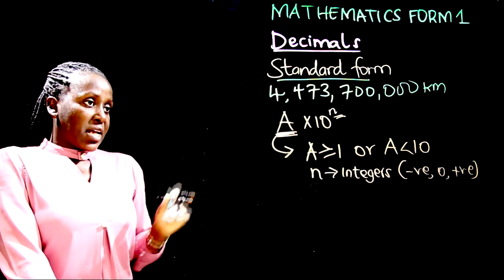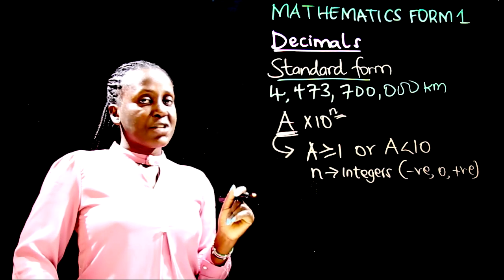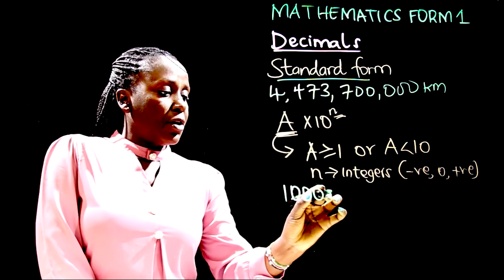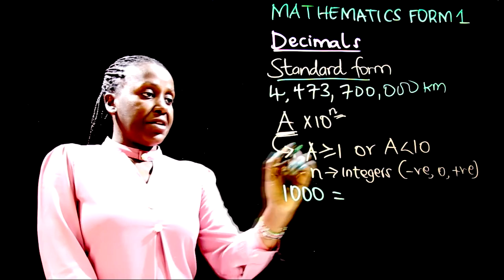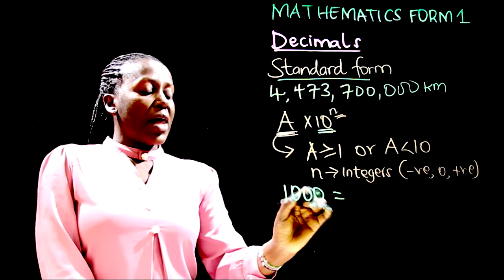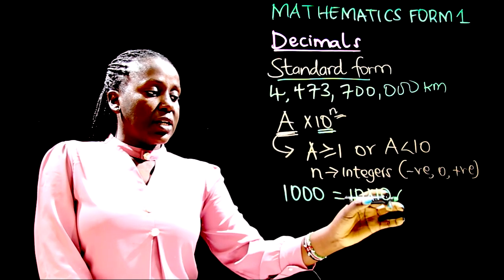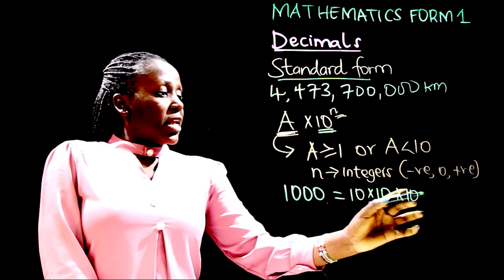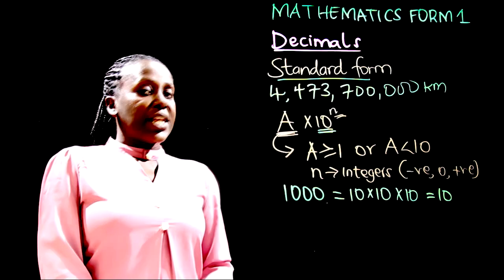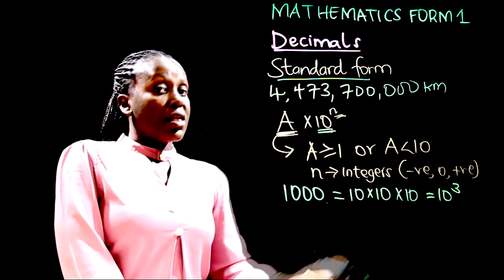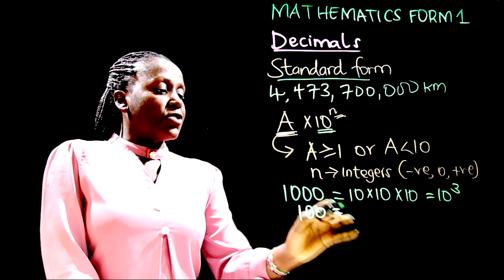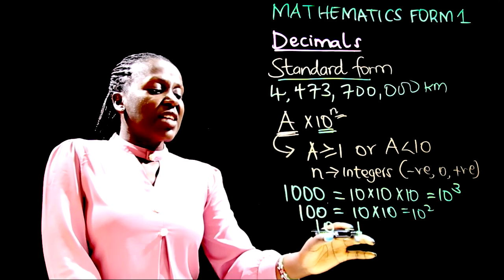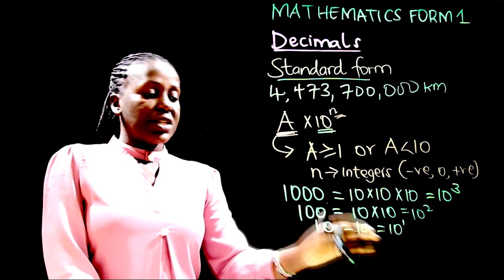Now for us to understand how to write standard form, I want us to write some of these numbers in a different way. Looking at a number like 1,000, this can be written in the form of 10. Remember, our focus is on 10 power something. So 1,000 is equal to 10 times 10 times 10. If you multiply 10 three times, because we have 3 zeros, you get 1,000. This is 10 multiplied 3 times, so it can be written as 10 power 3. What about a number like 100? This will be equal to 10 times 10, which is 10 power 2. 10 alone is just 10, so this is 10 power 1.